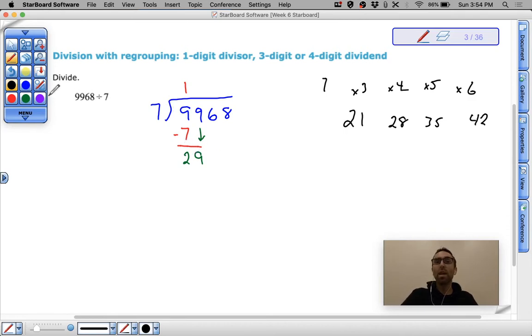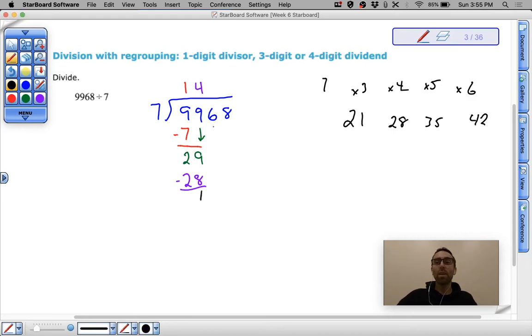I want to see how many times I can get 7 to go into 29. And when I do that, if I look over here, 28 is my closest number to 29 without going over, so that means it can go in 4 times. So I'm going to put my 4 right up here on top. Let's see in purple. So 4 times 7, I get that answer of 28. And now I'm going to do my subtraction. 9 minus 8, I'm going to get an answer of 1. I'll put that over in black.